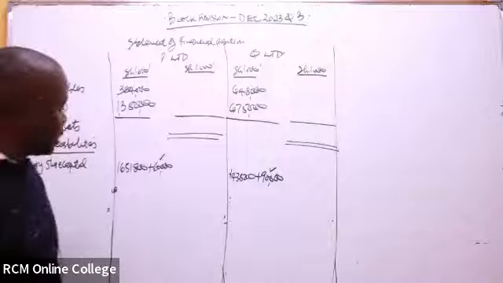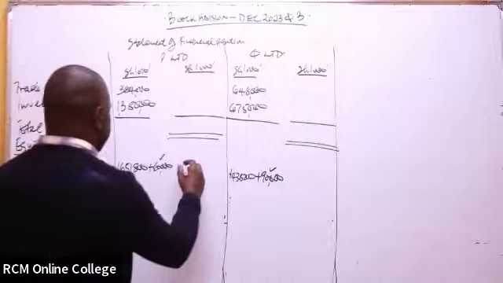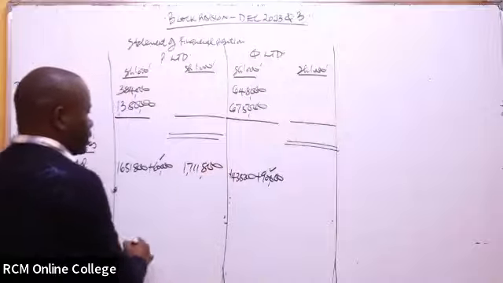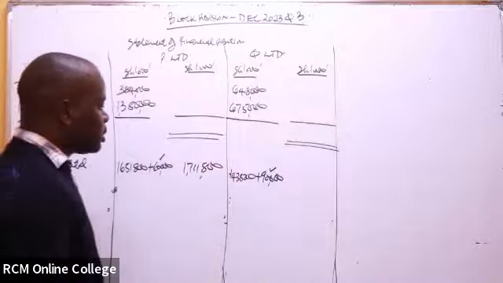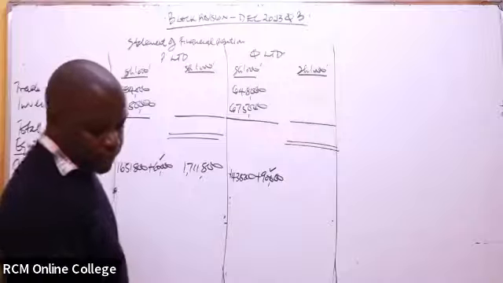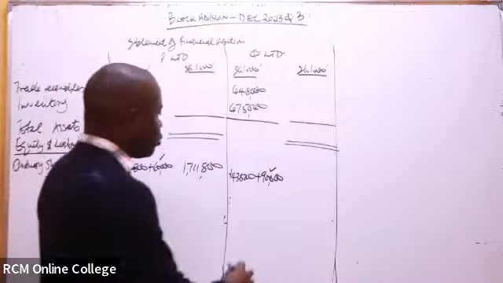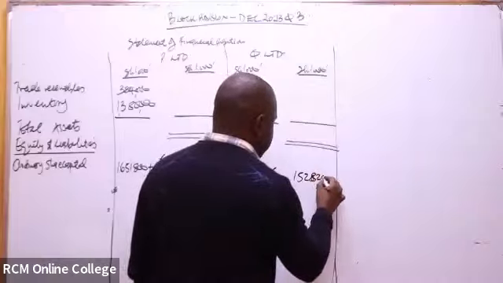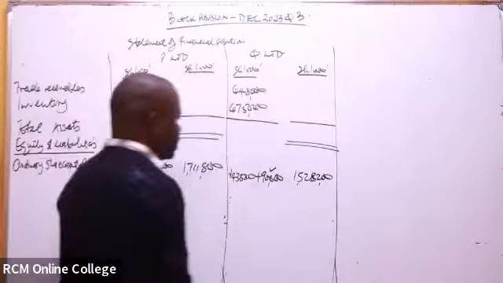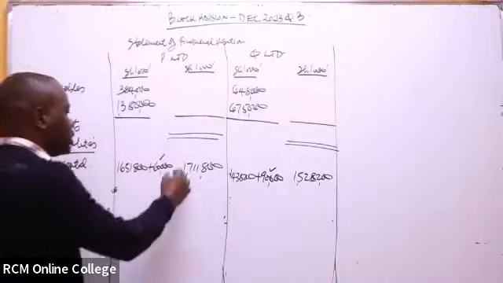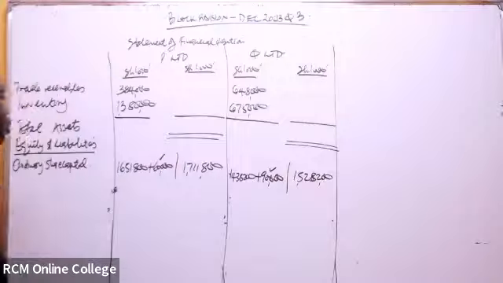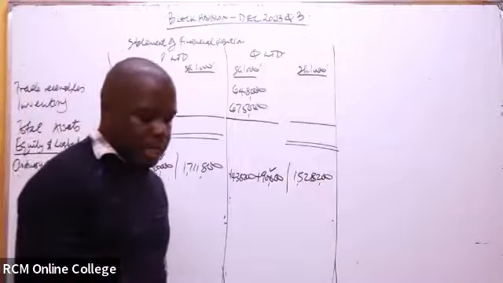So this one will come to 1,711,800. And this one will come to 1,528,200. So that is the ordinary share capital for the newly formed companies.